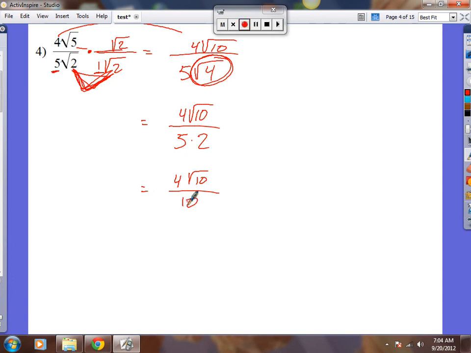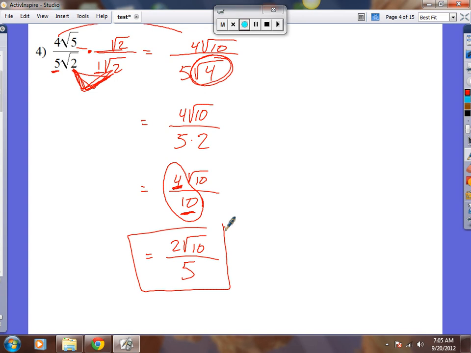Okay, now, you're not done yet, because on the outside I've got a 4, and on the outside I got a 10. 4/10 is a fraction that has a common factor, a GCF of 2. You can divide them both by 2. So if you divide 4 by 2, that's going to be 2. If you divide 10 by 2, that's going to be 5. This is the best answer right here. That's what you hand in.